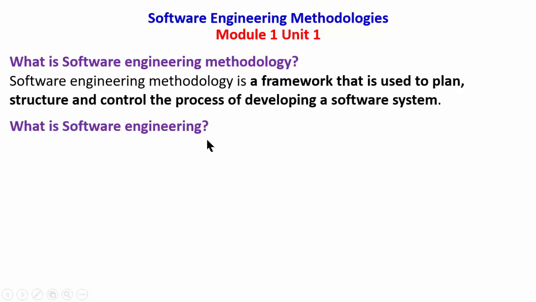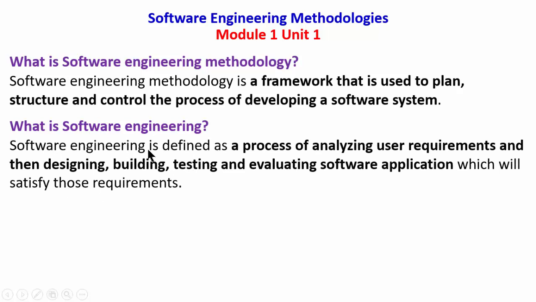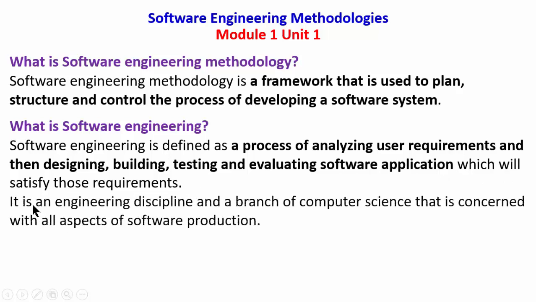What is software engineering? Software engineering is defined as a process of analyzing user requirements and then designing, building, testing, and evaluating software applications which will satisfy those requirements. It is an engineering discipline and a branch of computer science that is concerned with all aspects of software production.